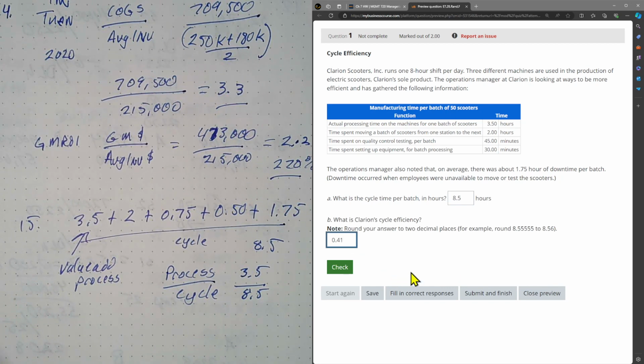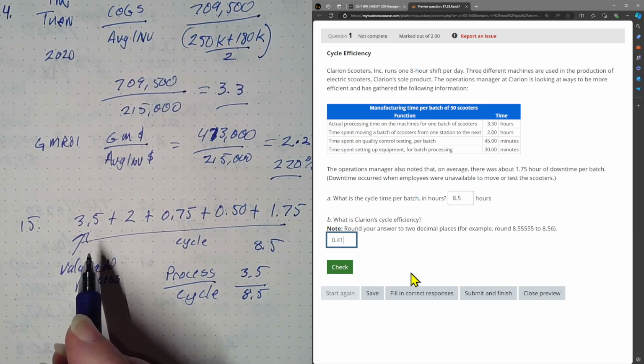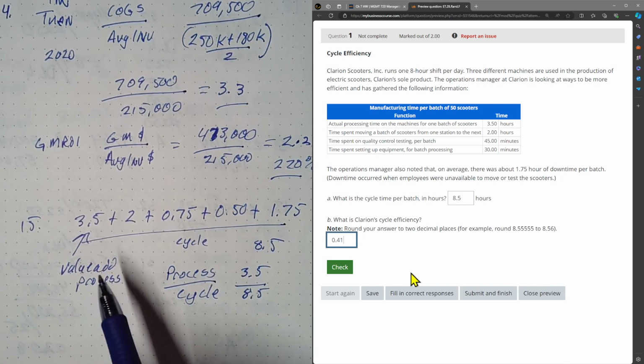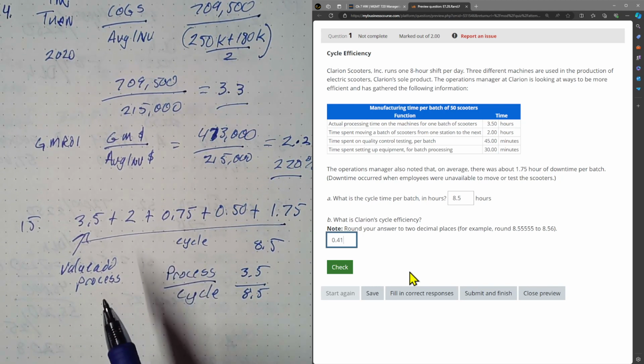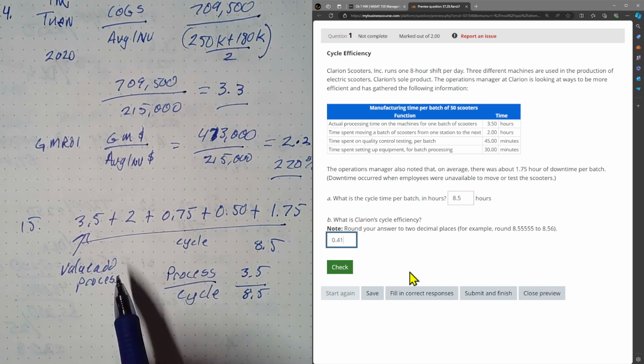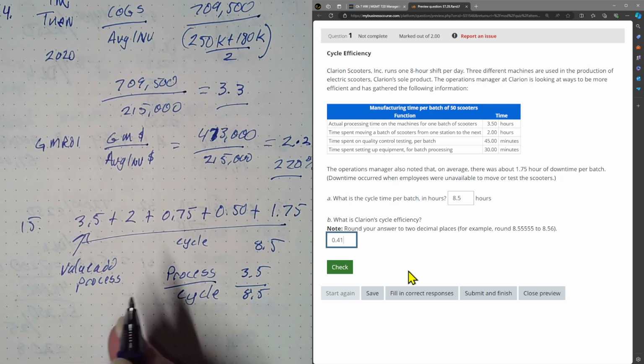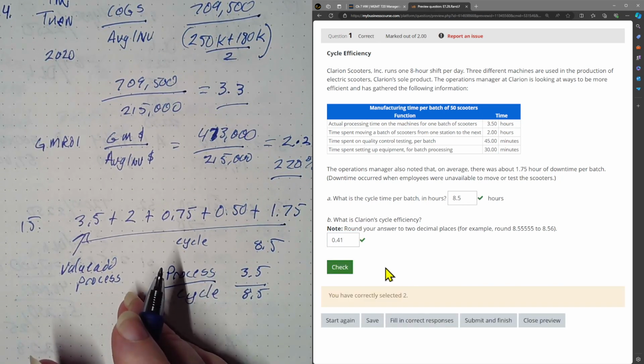And it would be great if it was 1. That would mean that the entire cycle time only dealt with the value add part of processing, but there's always going to be a little bit of movement, batch quality control, inspections. We just want to minimize that as much as possible.